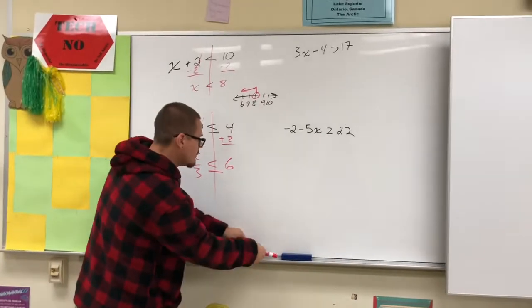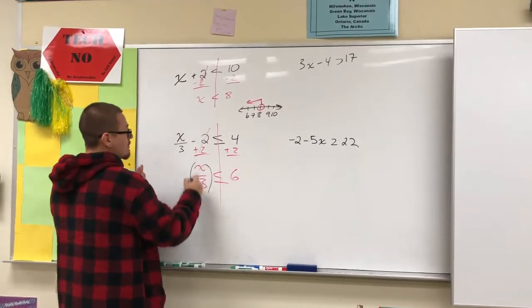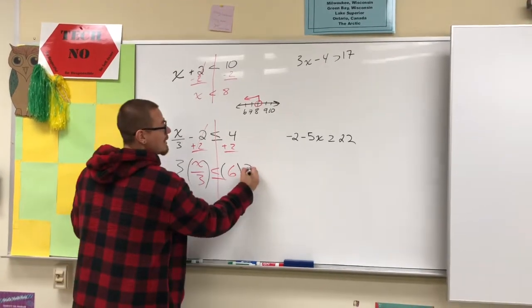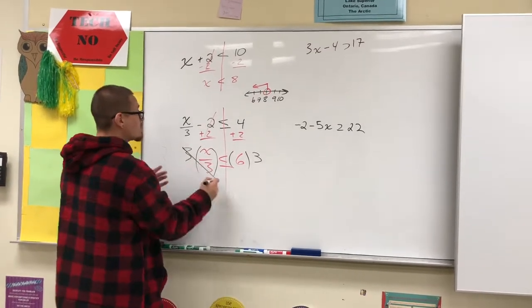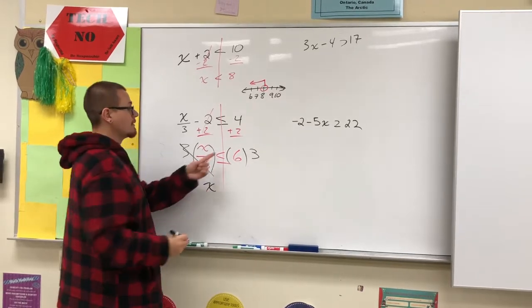How do you get rid of division? You do the inverse operation, which is multiplication. Put both sides in parentheses. Always do that. Multiply by 3 on both sides. 3 divided by 3 makes a 1. We simplified a 1. That's gone, which is what we want. So we get 1x. The x is by itself. Less than or equal to 18.